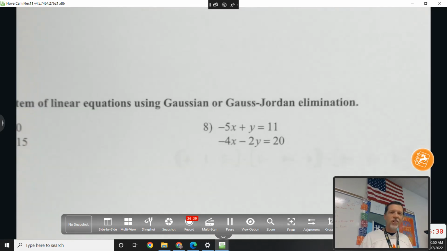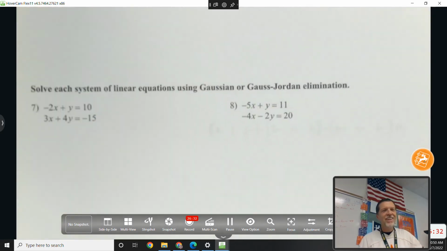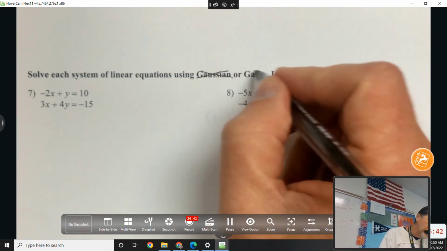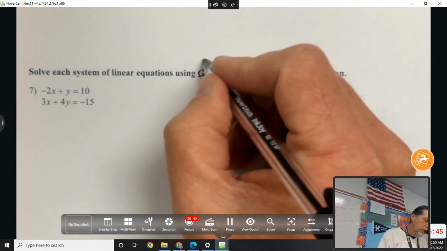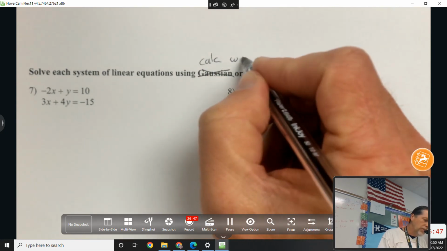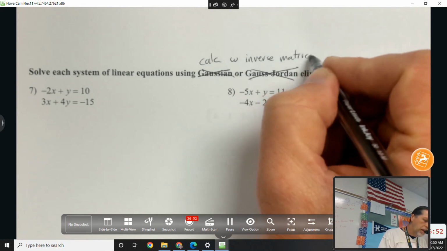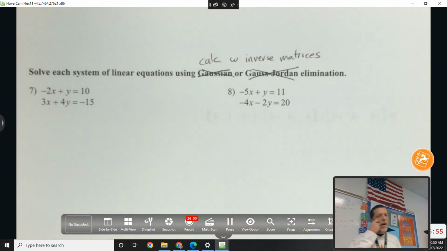Look on the back of worksheet 2. There's an instruction that we need to fix. It says, solve each system of linear equations using Gaussian or Gauss-Jordan elimination. No, we don't want to do that. That's a pain. We want to use a calculator with inverse matrices. So do it the way we showed you to do it, not this other method. But we're not doing that today. That's tomorrow's assignment. But seniors won't be here tomorrow, so you're all caught up.